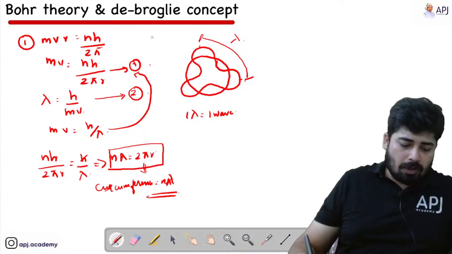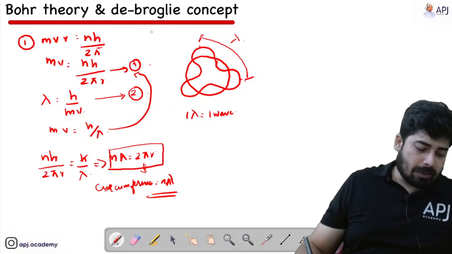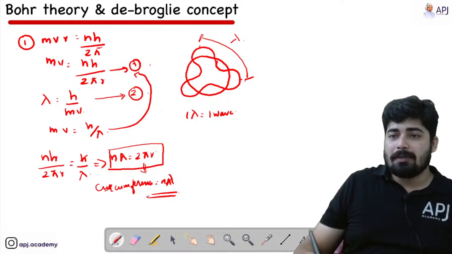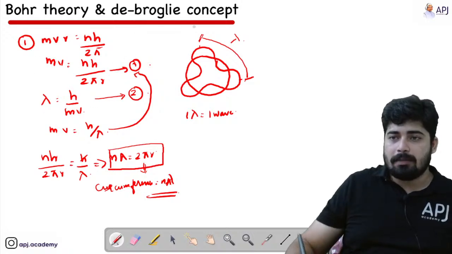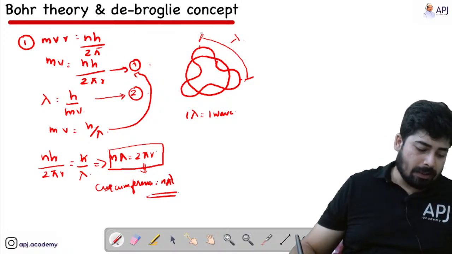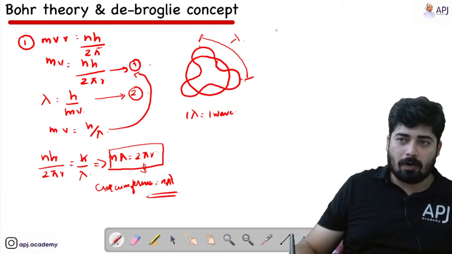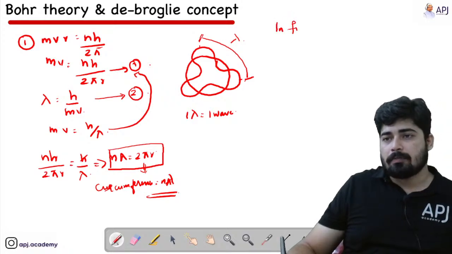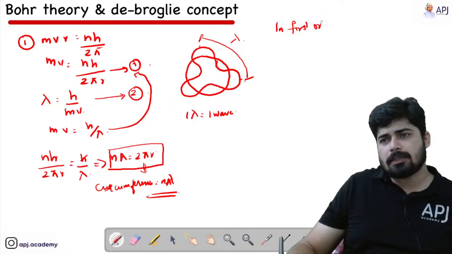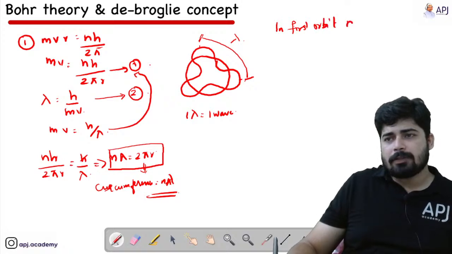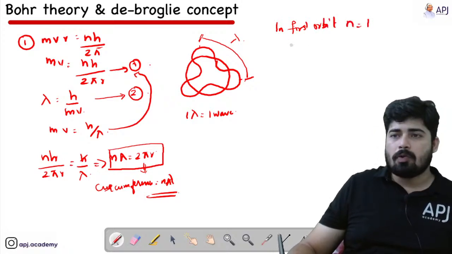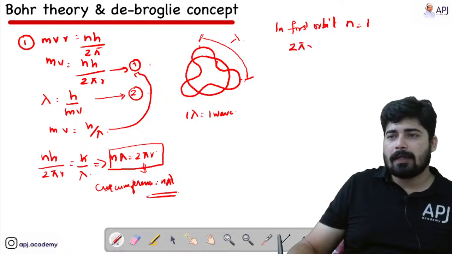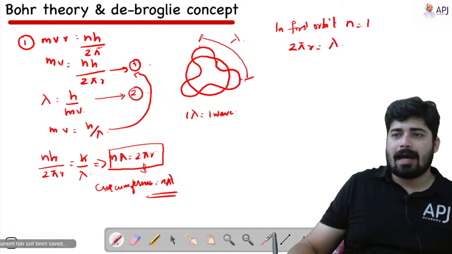So if you are considering the first orbit, what do you mean by n? n is the number of the orbit. In the first orbit, meaning the first shell, n is equal to 1. So what will be the value of 2 pi r? 2 pi r is equal to 1 lambda.